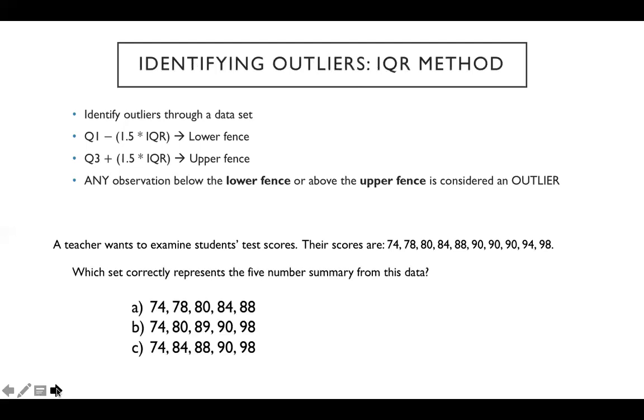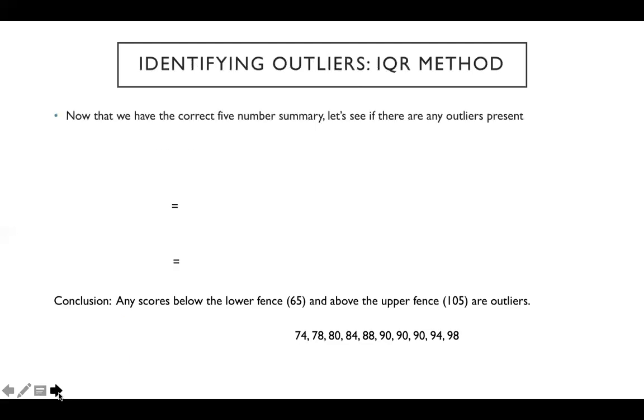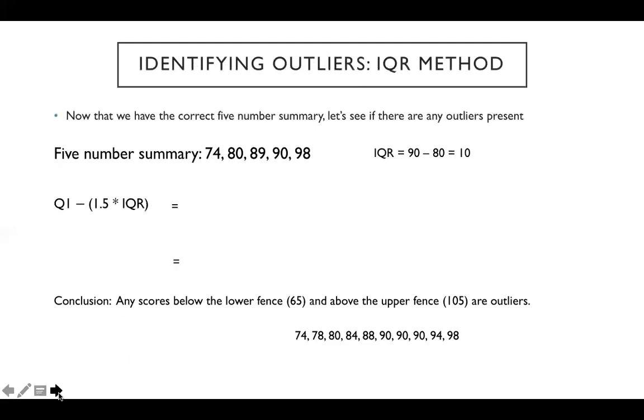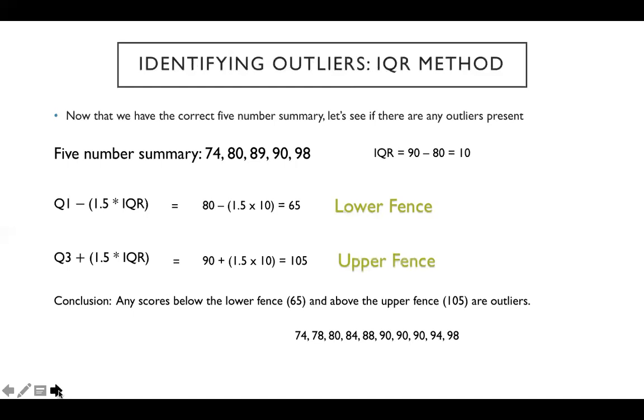Here, we're going to identify the five-number summary in the data, and use it to see if there are any outliers present. We calculate our IQR here, 90 minus 80, which is 10. First we calculate our lower fence. We take Q1, which is 80, and subtract 1.5 times 10, which is our IQR, and we get a lower fence of 65. Next, we calculate our upper fence. We take our Q3, which is 90, and add 1.5 times 10, our IQR, and we get 105 as our upper fence.